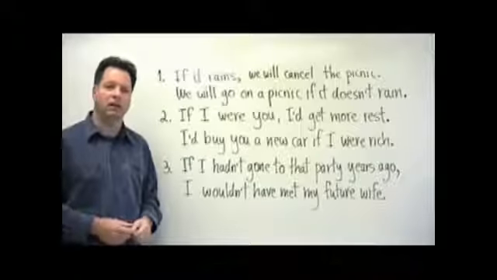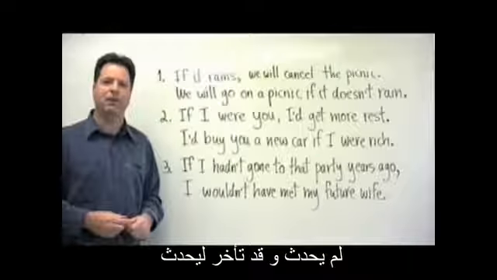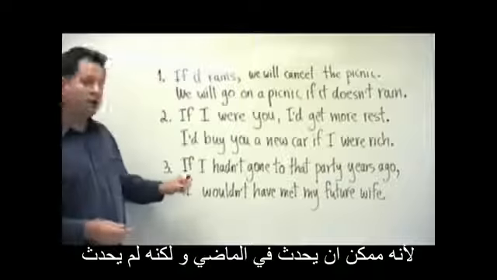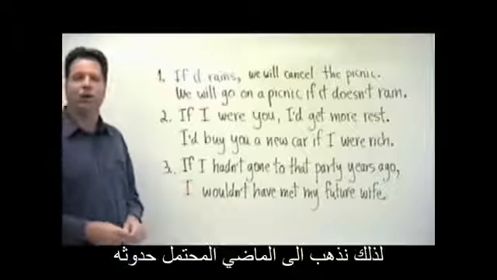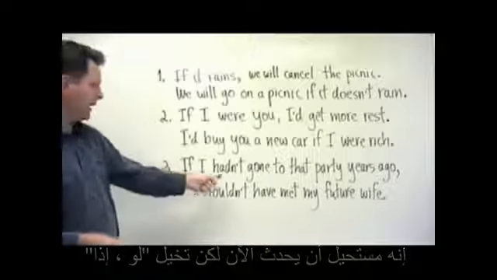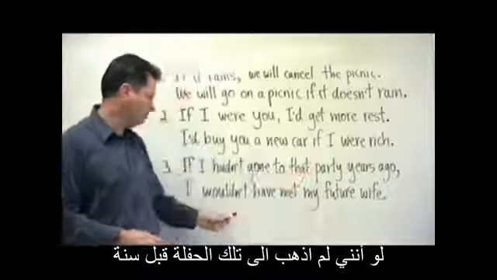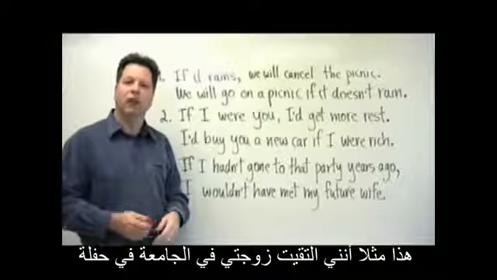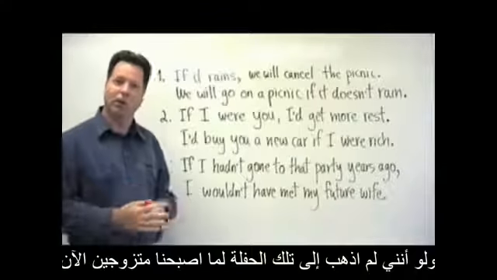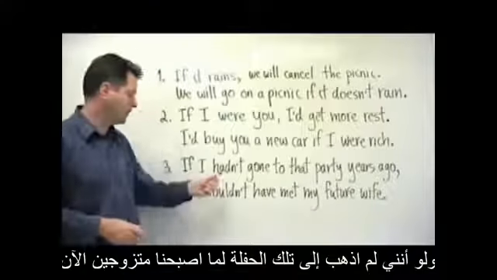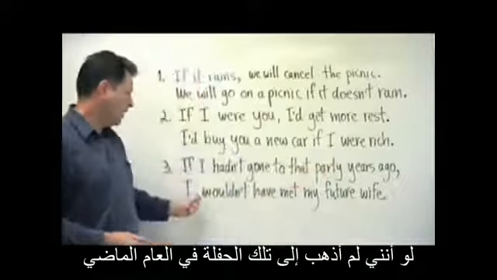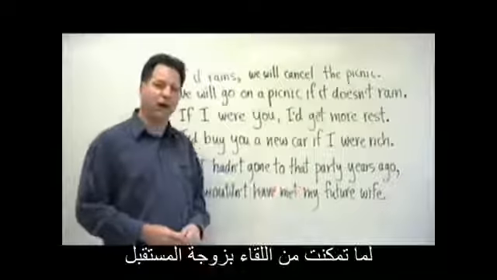It didn't happen. It's too late for it to happen because it happened in the past, or it would have happened in the past, but it didn't. So we go into the past improbable. It's impossible now, but imagine if. For example, I met my wife at university at a party, and if I hadn't gone to that party, well, we wouldn't be married now. So that's what this is about. If I hadn't gone to that party years ago, I wouldn't have met my future wife.